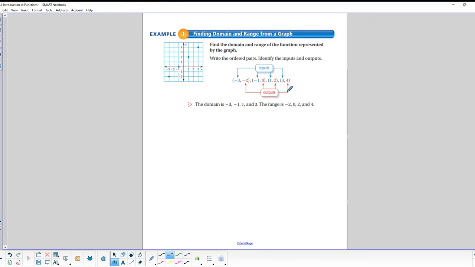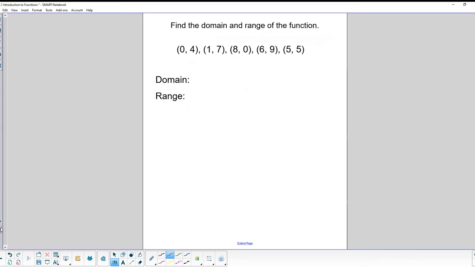And so if you have a group of dots here on the graph, then just go ahead and write down their ordered pairs like -3, -2, -1, 0, and so on. And then the first digits are going to be the inputs, which makes them the domain. And the other digits are the outputs, that makes them the range. So that's how you would do a problem like that.